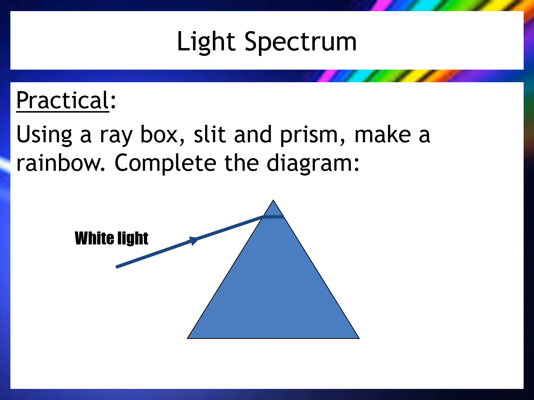Usually at the start of this lesson, I get my class to complete a short practical. I ask them to shine a ray of white light through a triangular prism. We're now going to have a look at what happens.